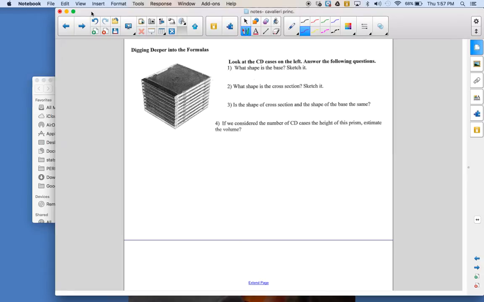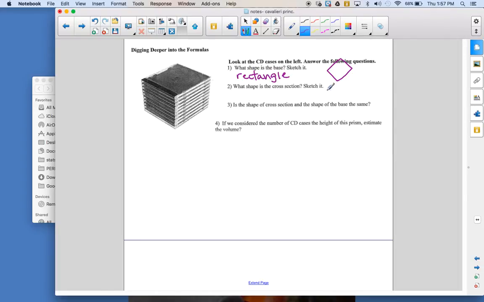Okay, now we're going to look a little bit. I'm trying to see in my book here where we are now. We are at the top, almost the top of page 8. And we're going to look a little bit further into what happens here. What is the shape of the base? Okay, these are CD cases. I'm going to guess they are rectangles. Okay, and if I sketch it on a smaller scale, it looks a little bit longer going that way. I'll say it's a rectangle.